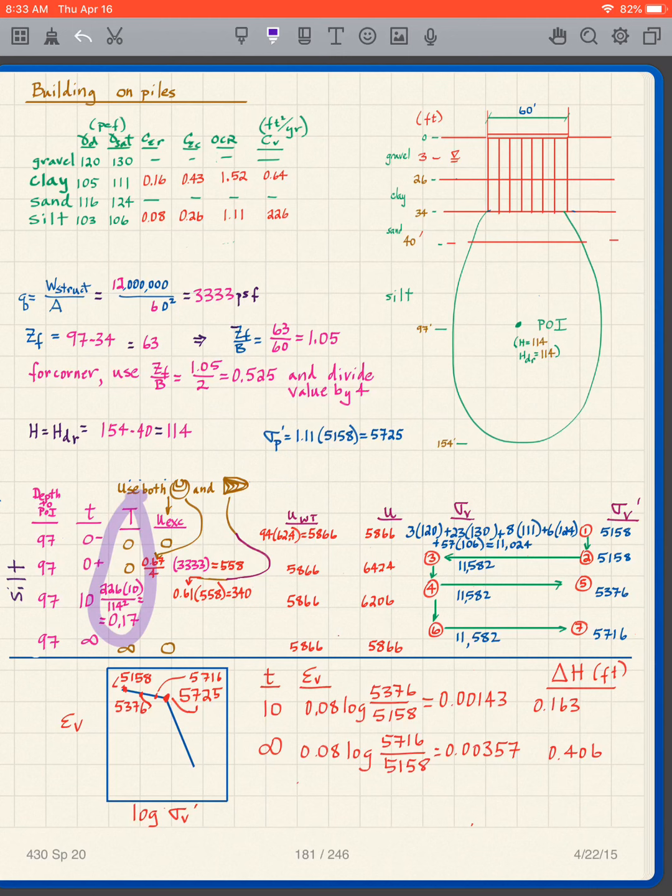We're going to use the C sub V, which is 226. So 226 times the 10 years divided by our HDR squared. So C sub V T over HDR squared. We get a capital T of 0.17. So we got our T, and this is infinity, and T equals infinity, so we have our capital T's. Our UXS at T equals 0 plus, we use the pressure bulb to get the UXS at T equals 0 plus.